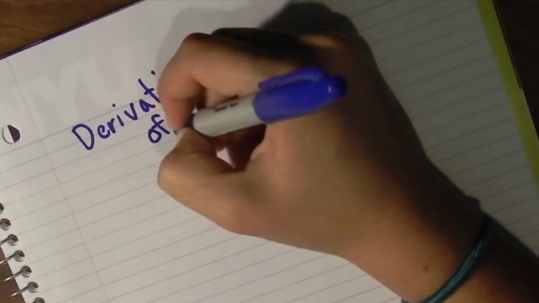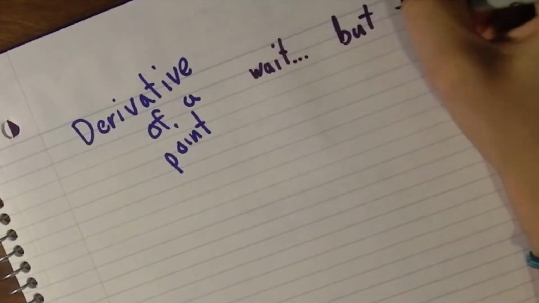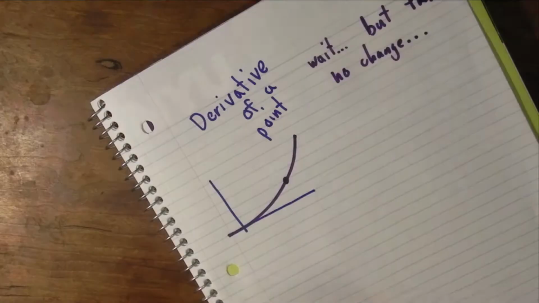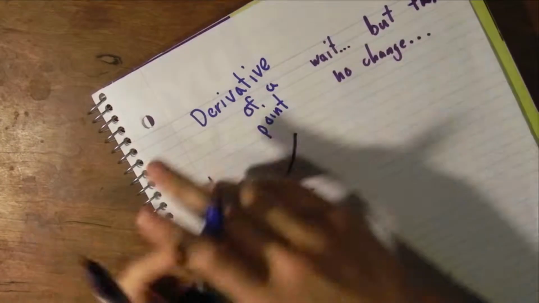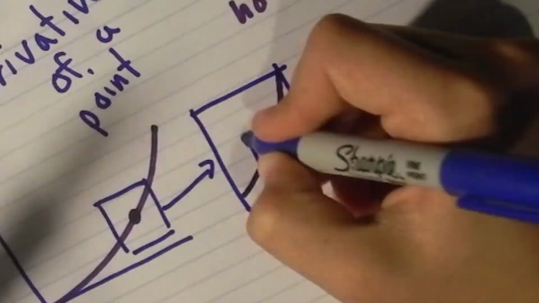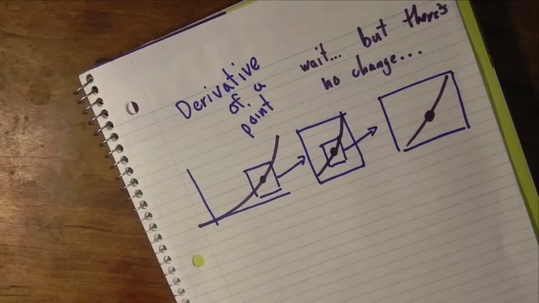So now let's find the derivative of a point. But wait a second. For a point, there's no change. Okay, well, let's look at an exponential function. Let's say we have a point on an exponential function. Now let's zoom in on that point. And let's zoom in again. Wow, that is starting to look a lot like a linear line.